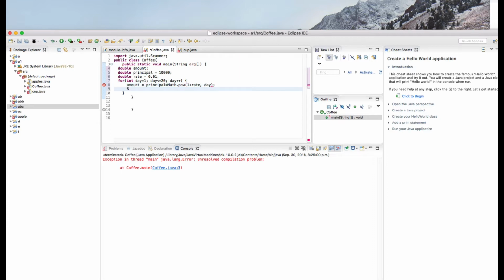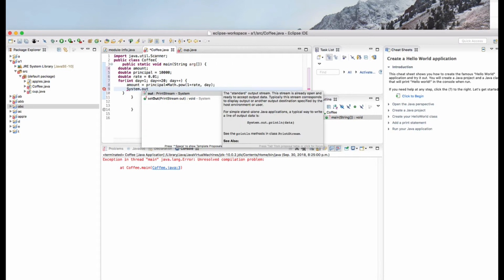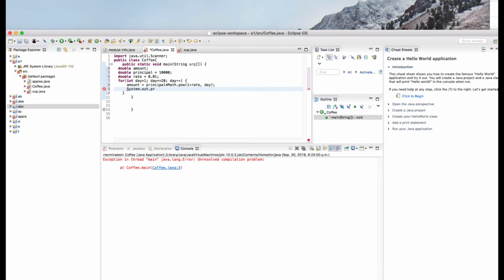To do that, I put a System.out.println statement, System dot out dot println, and then we want to print out the day and the amount. Day plus, and in double quotes, let's leave a space for this, and then amount plus amount. Okay, and that's it. Now let's go ahead and run this one.